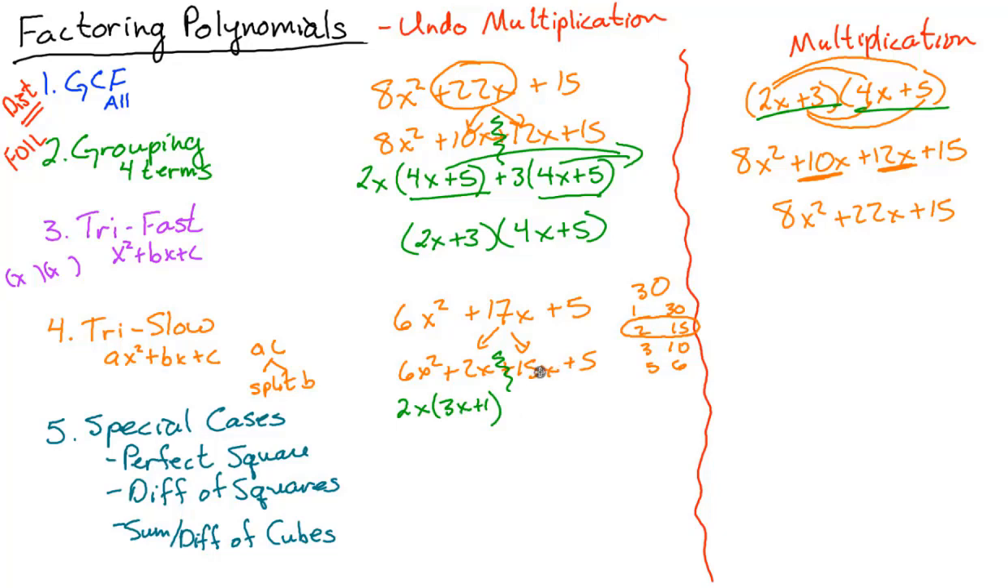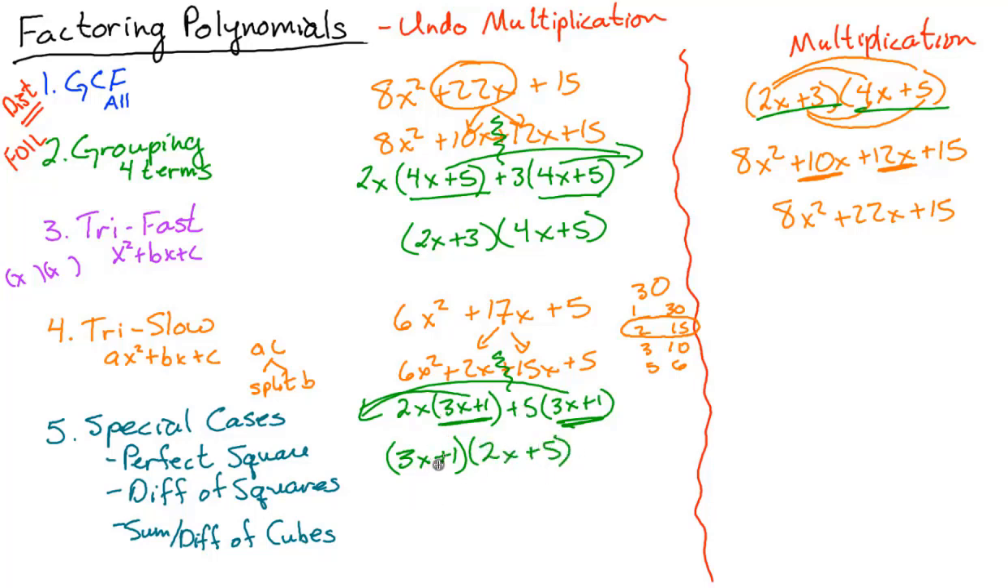What can we pull out of the second half? It looks like a 5. And what can we be left with there? 3x plus 1. Good. We can now take the 3x plus 1. Let's pull it out. Again, you can pull it out to the right or the left. We pull 3x plus 1 way out front, and we're left with the 2x here and the 5 there.